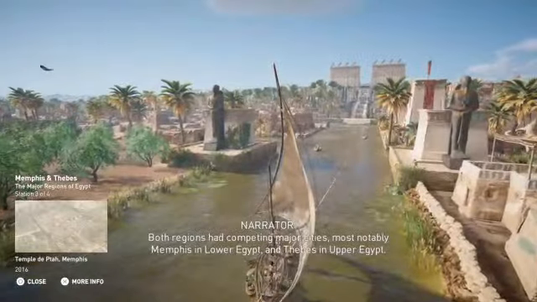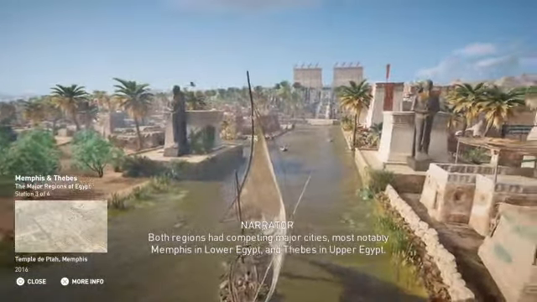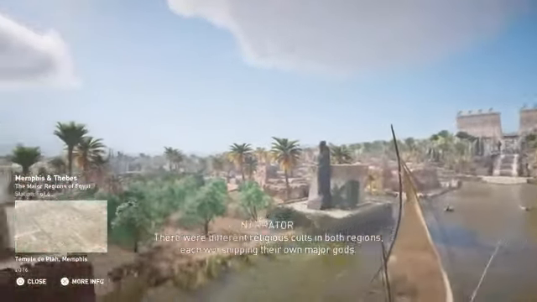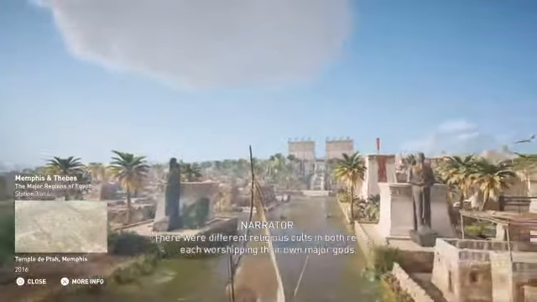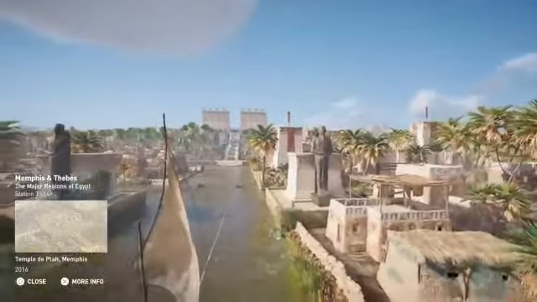Both regions had competing major cities, most notably Memphis in Lower Egypt and Thebes in Upper Egypt. There were different religious cults in both regions, each worshipping their own major gods. There you see a look of it.